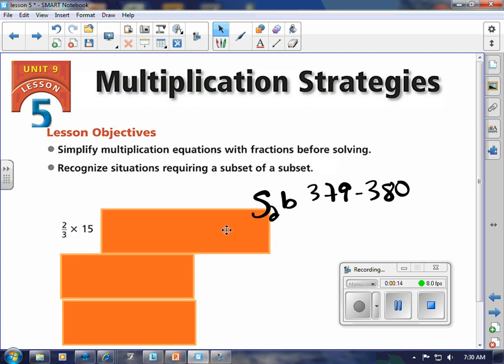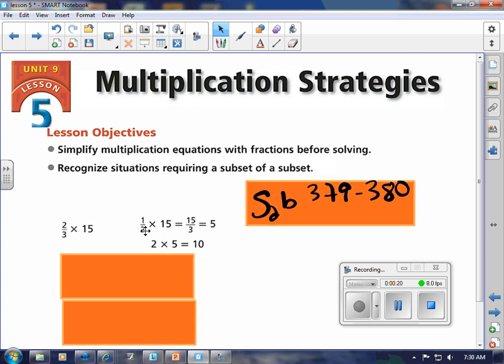So I want to talk about when you have something like 2/3 times 15, that can be written multiple ways. One of the ways that it can be written is like 1/3 times 15. So you're finding what 1/3 of it is, which is 15 divided by 3, which is 5, and then multiplying that by 2. So basically what happened was we took the whole number, divided it by the denominator, and then multiplied that product by the numerator.